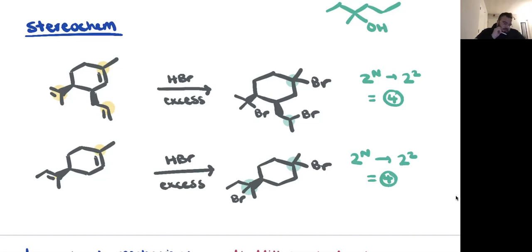type of compound. Let's do another exercise real quick. Let me add a page here. Let me take this compound.